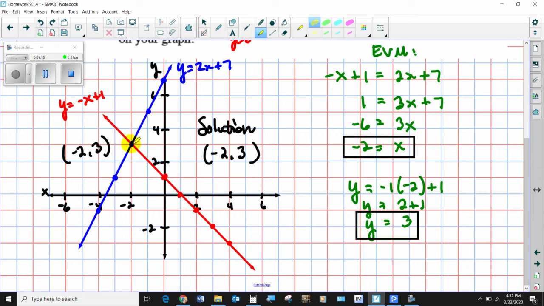Well, where do they intersect each other? That is the solution to the system, their intersection point. This is where x is equal to -2 and y is equal to +3. So this here is our solution to the system.